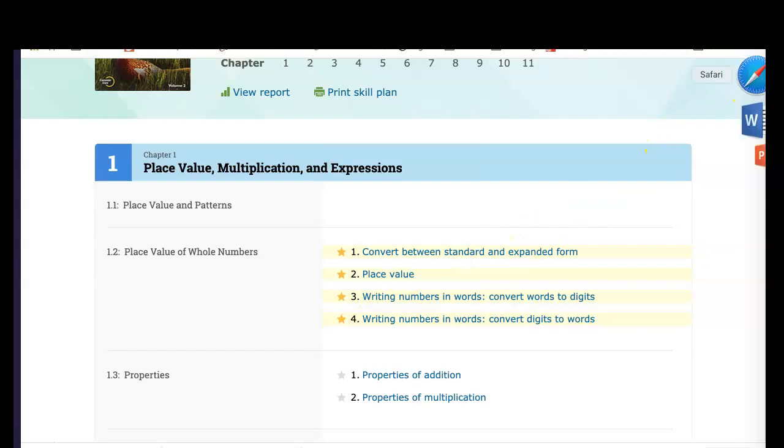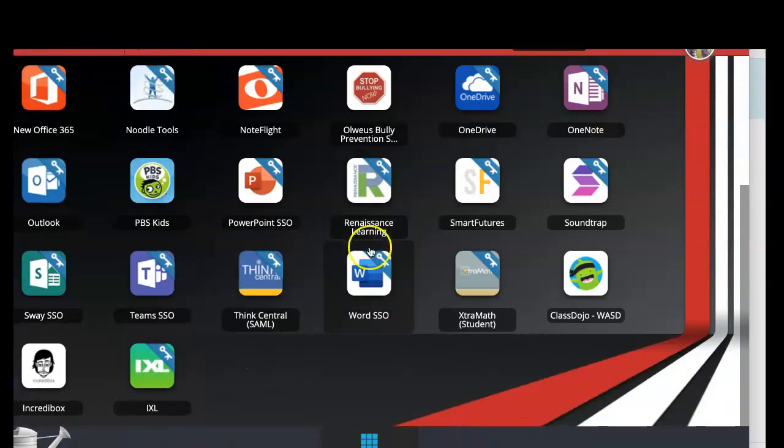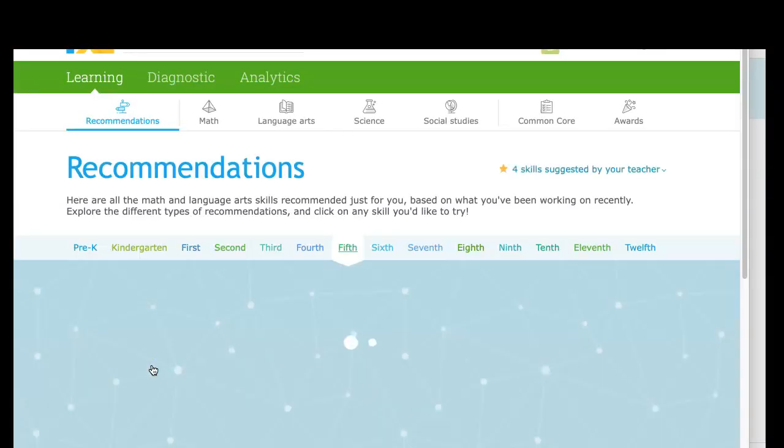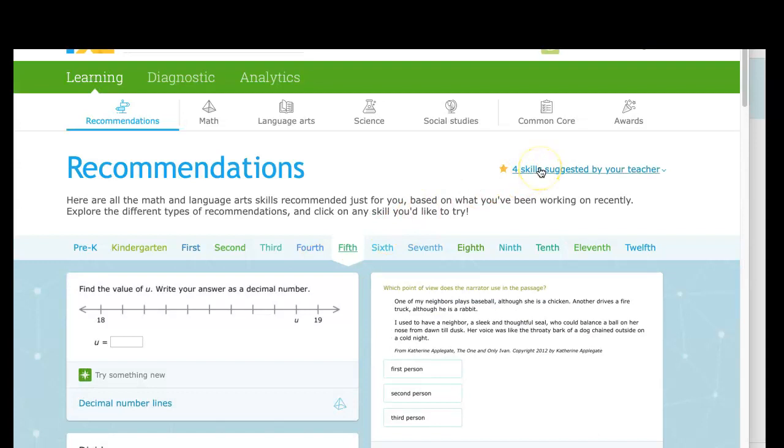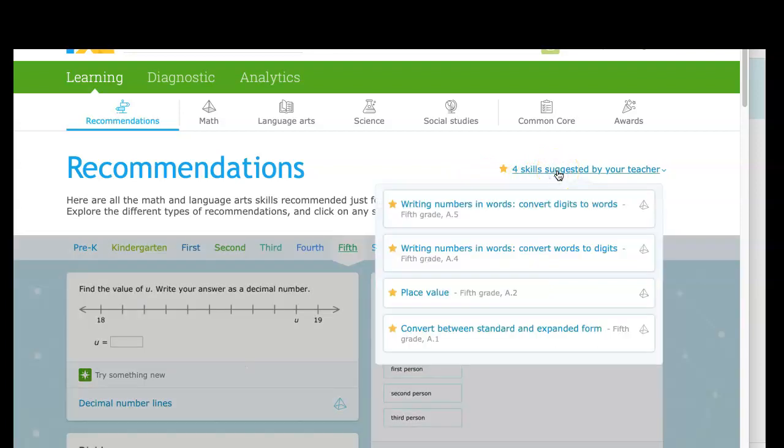So I'm going to log into a student account. Here's a student dashboard, and click IXL for them. And remember, there were 4 things that had stars there, and up here you can see under recommendations, which is the first thing that loads for them, there are skill suggestions by your teacher. And so then they can click on exactly what I want them to do instead of trying to find it.